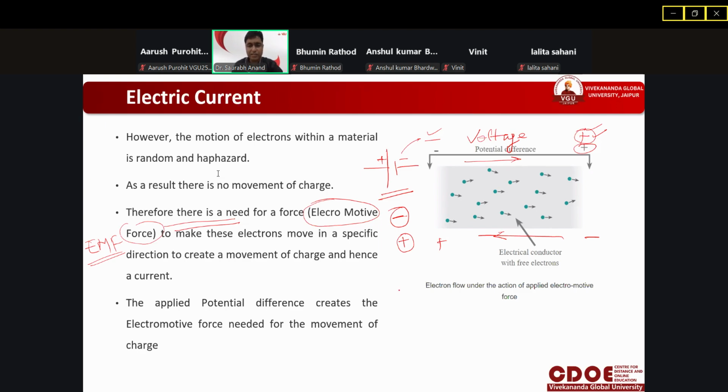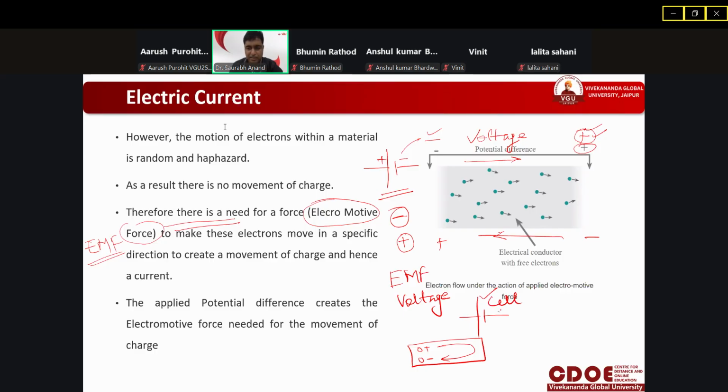Now, what is the difference between EMF and voltage, right? I'll tell you using the battery. This is a battery, and generally if we see the battery like this, these are two terminals. One is positive, second is negative. Inside that there will be cells. Do you know what is cell and battery? Is it battery or cell?